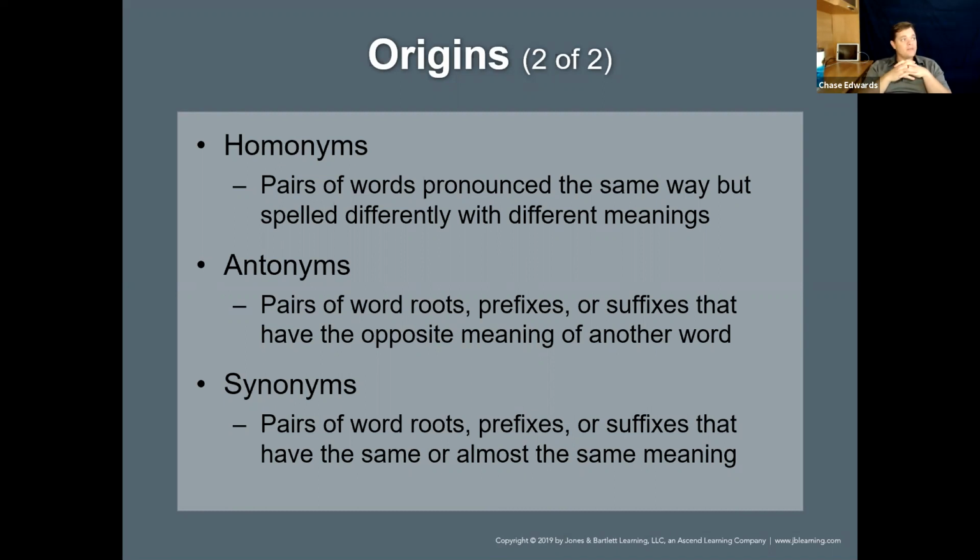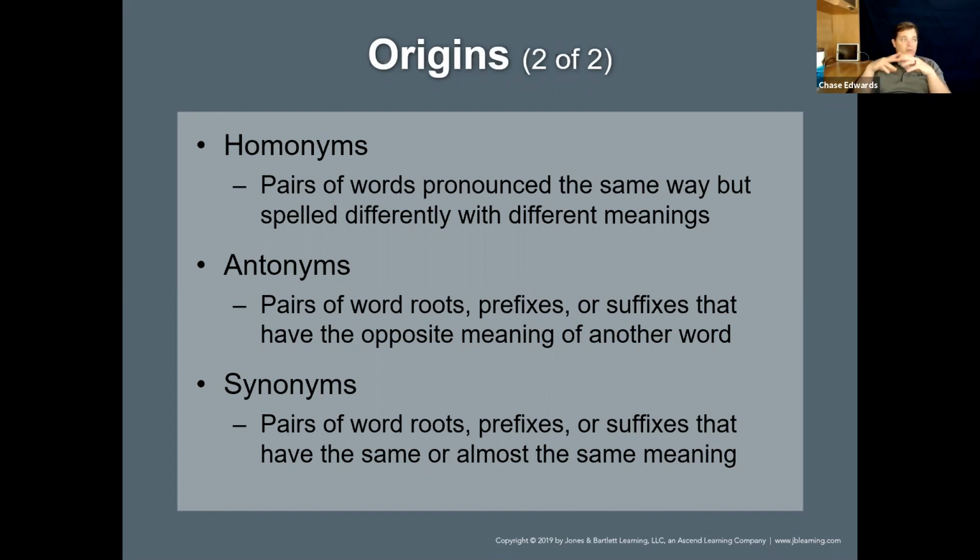And then homonyms are pairs of words that are pronounced almost the same way, but they're spelled differently and have different meanings. An example of that would be ileum, I-L-E-U-M, and ilium, I-L-I-U-M. Okay. We'll look at those. And then antonyms.